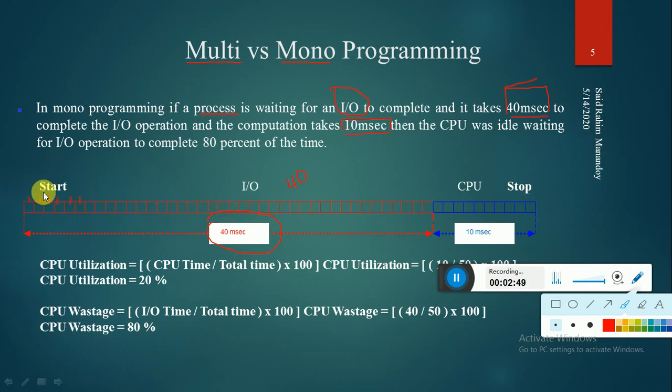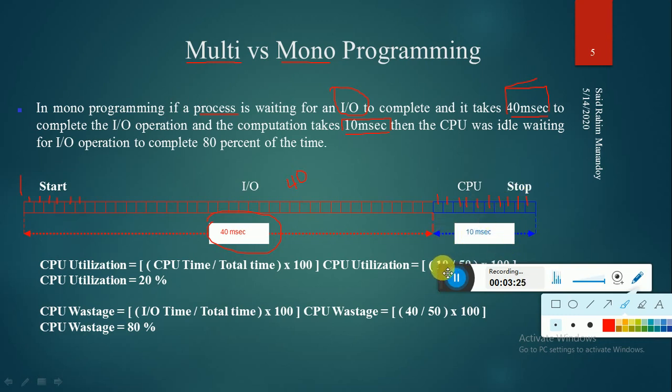So what do you mean by start? Start means you click the process to be run. This is the point you clicked. Now this process needs 40 milliseconds of input output device, and then at this stage, which is 41 milliseconds, it enters the CPU, and you see 1 2 3 4 5 6 7 8 9 10 milliseconds are needed for this process of a CPU to be completed.